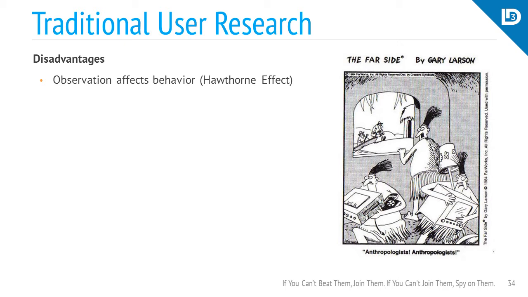So when people know they're being observed, it affects what they do. They act differently. They may be more conscientious about what they're doing. They may be more efficient. They may actively think more about what they're doing. And so it changes what people say and what they do when they know they're being observed. And that's just something we can't get around.